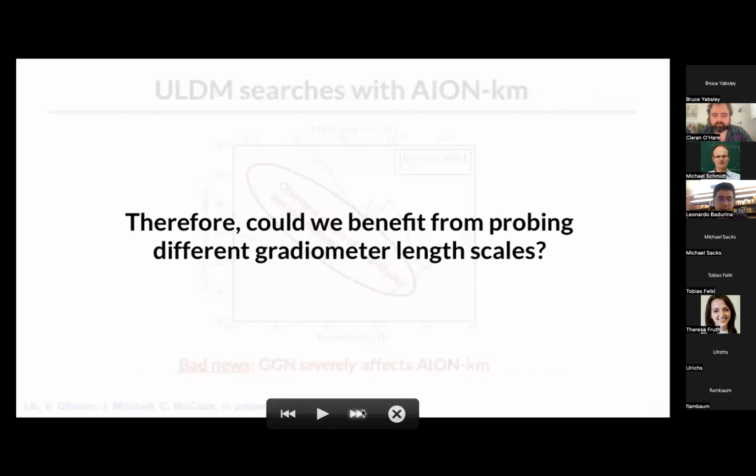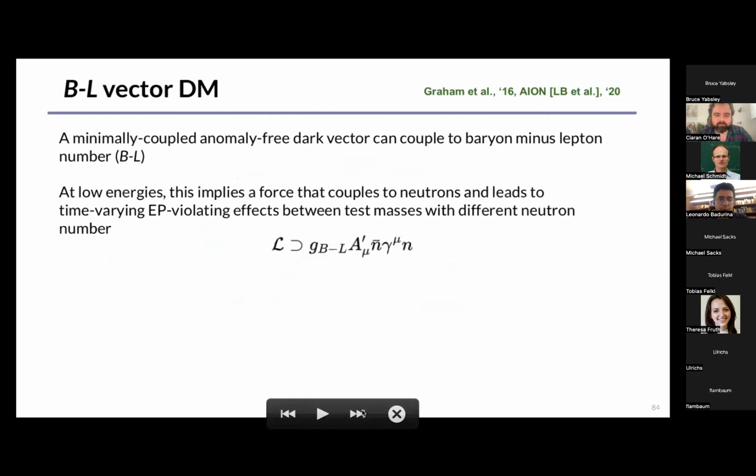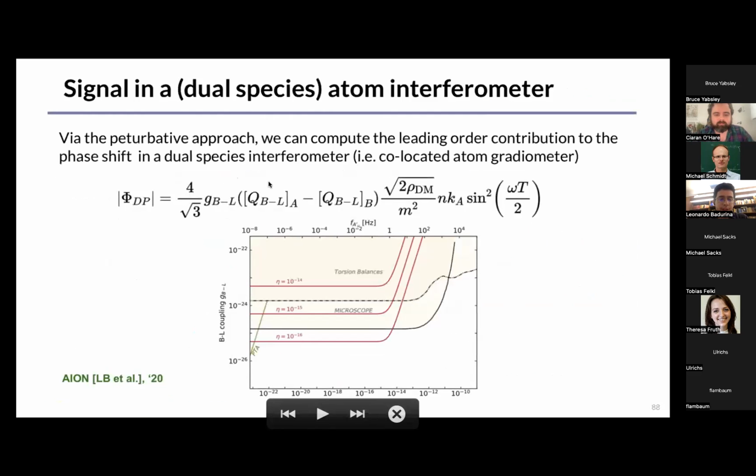Right. So if we go back to the vector case, in order to detect this signal, you need to have a dual species interferometer, which is basically like a co-located atom interferometer. In that case, since you can think of the masses as being at the same position to leading order, you would expect both masses to see the same GGN gravitational field, and so the difference between those two phase shifts would vanish. So that's why there's this much better scaling at low dark matter masses.